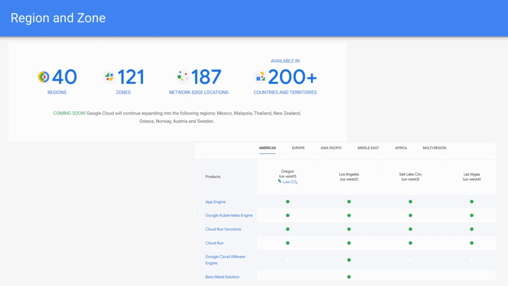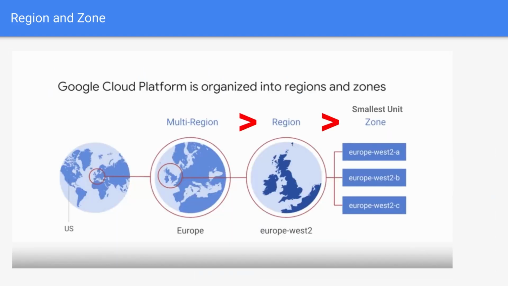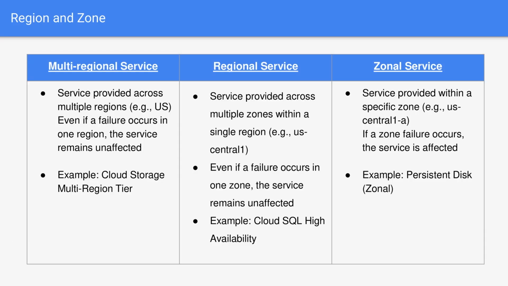Therefore, the zone usually gets the name of the region with A, B, and C attached to the end. Now, let's first look at the criteria for selecting multi-regions. In the case of multi-region, it refers to services provided across multiple regions. Since the regions are diverse, even if there is a failure in one region, the service will not be interrupted. An example of this is the multi-region tier of Google Cloud Storage.